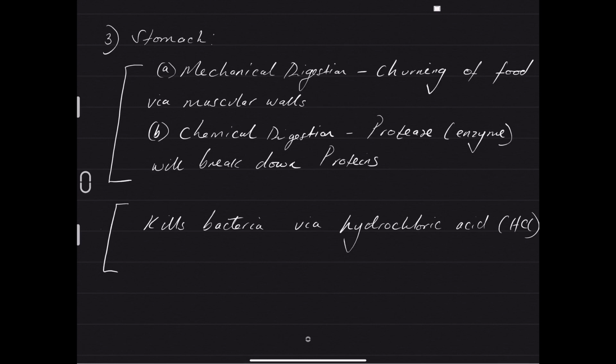If we have hydrochloric acid in the stomach, that means the pH value of the stomach is going to be of a low value. And please note that the hydrochloric acid is essential to kill harmful bacteria that may have been ingested when consuming the food. So to summarize again, you have mechanical digestion and chemical digestion, and also the presence of hydrochloric acid in the stomach to kill harmful bacteria.